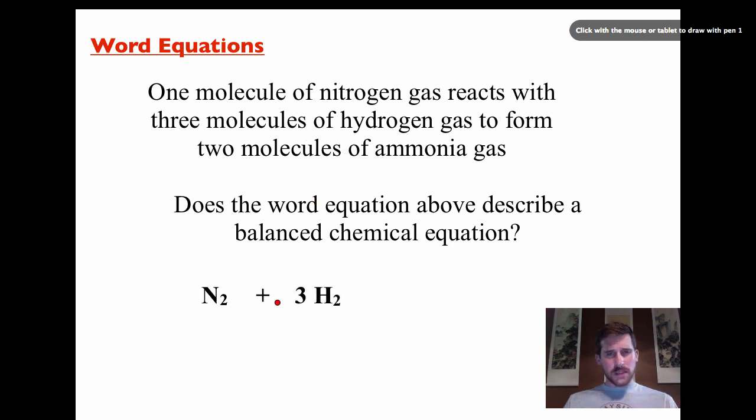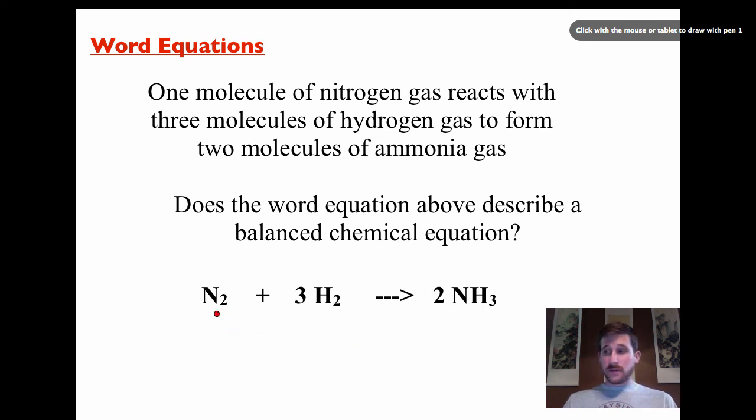Okay, so I'm going to put a plus sign. Reacts with 3, that's my coefficient, of hydrogen. And hydrogen is also one of those diatomics, those 7 diatomics. Then it says to form. That's telling you yields. How many molecules? 2 molecules of ammonia. Ammonia is NH3. So there's our equation. Is it balanced?